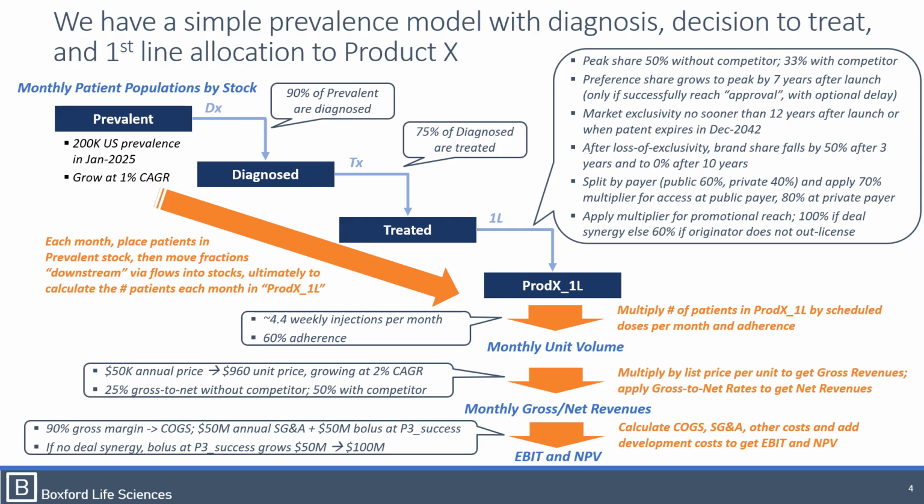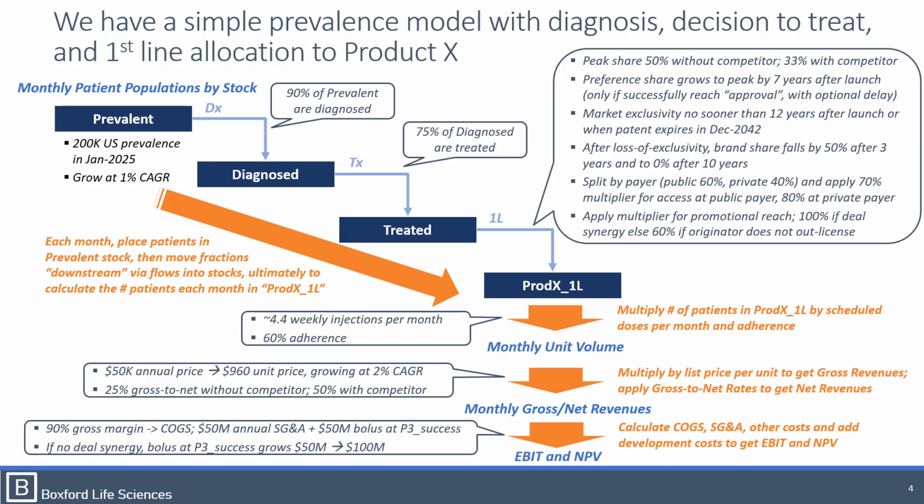After we calculate the monthly patient populations in each stock, since we declare product X is a drug that's used in this product X1L stock, we take the number of patients in that stock and multiply it by the expected number of units, in this case weekly injections, that are going to be delivered each month based on the dosing schedule and based on the adherence. And then we take those monthly unit volumes, multiply it by the current list price per unit, and that gives us our gross revenues, and then we apply this gross to net rate to get net revenues, which with more competition is going to have a higher gross to net rate, meaning we're going to have a greater gap between gross and net revenues.